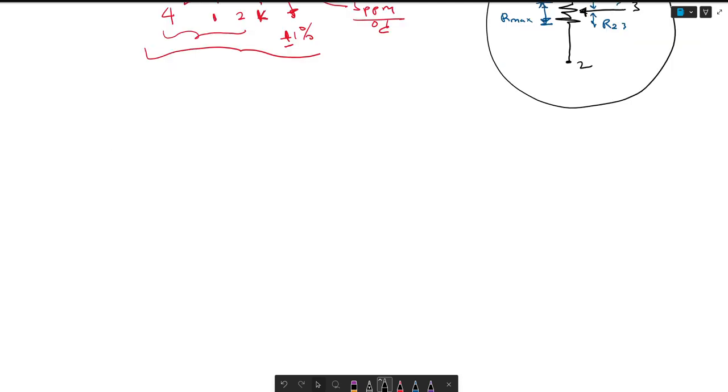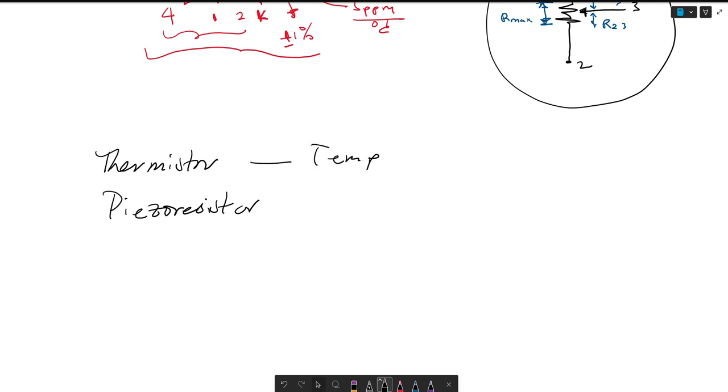So some common resistors you might find in industry are what are called thermistors. So they measure temperature. Piezoresistive resistors. So these are like strain gauges or pressure sensors. They're resistive to pressure. So again, this is resistive to temperature. This is resistive to pressure.